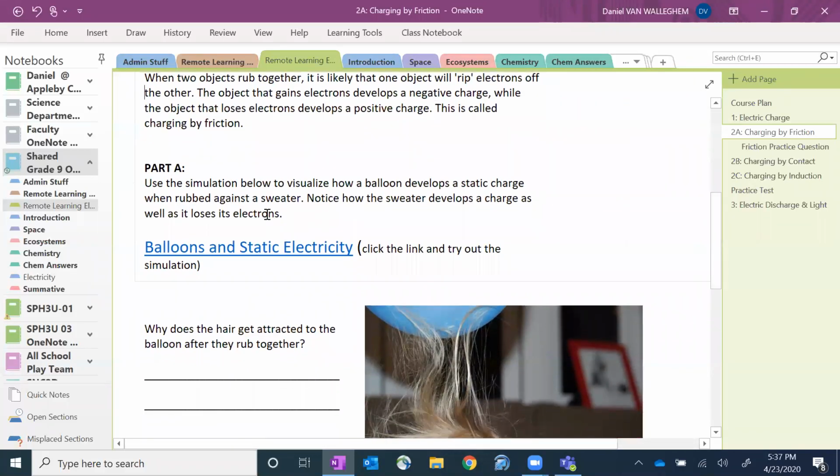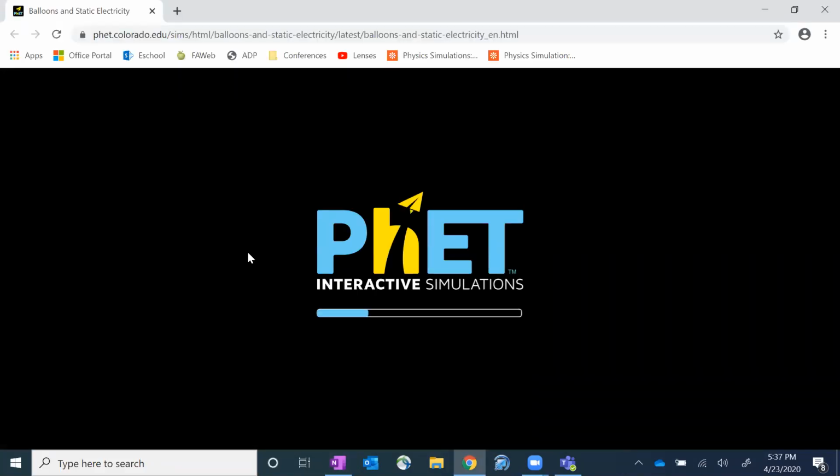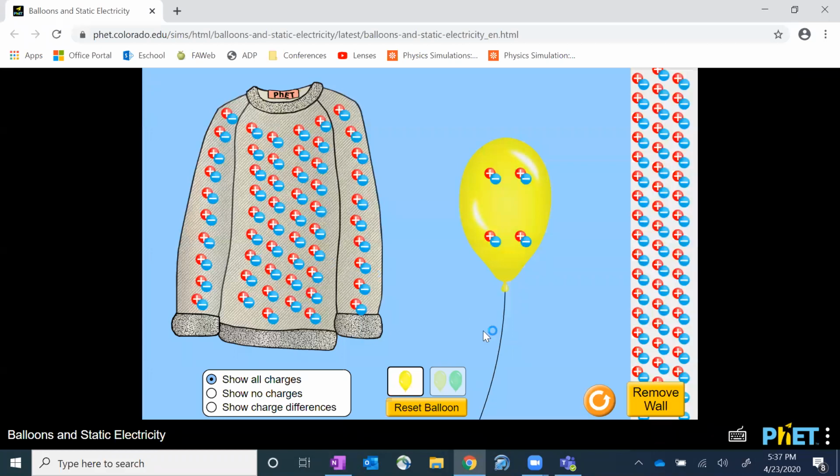As you go through the lesson, you'll notice part A has a little bit of an online simulation for you to click on. We'll have a few of these in here through PhET or the Physics Classroom. Just click on the link. It's really easy. You just hover your mouse over the balloon, and when you click and drag, you can move the balloon wherever you see fit. The goal of this is to see what happens if we take a balloon and rub it on this lovely sweater here, and of course, watch the charge that happens.